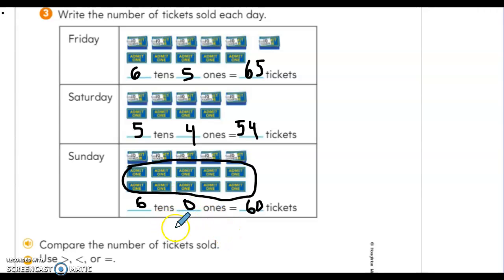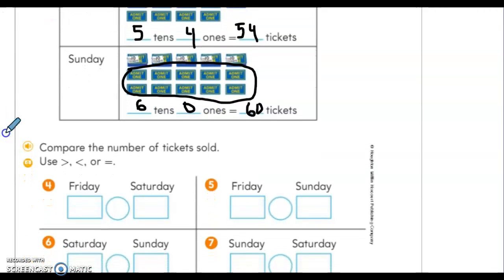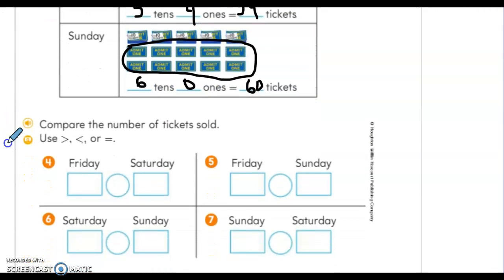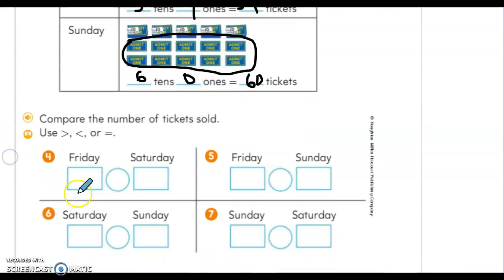I mean, we would have to add those together to get 60, but if we just bundle these up, we could say 6 tens, 0 ones. We can see our number is 60. So looking at this, which day do they sell the most tickets? Yep, it's Friday because they sold 65 tickets. Okay, so now we need to compare. We need to take our numbers and put them in the boxes. So Friday we had 65, so let's put that in here, 65 on Friday.